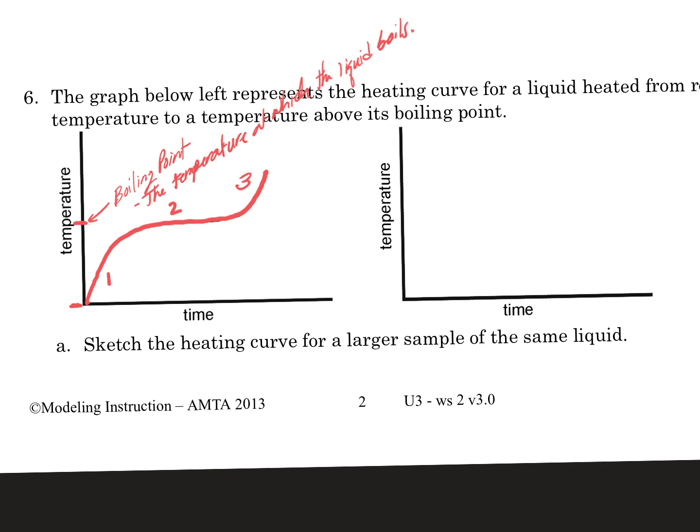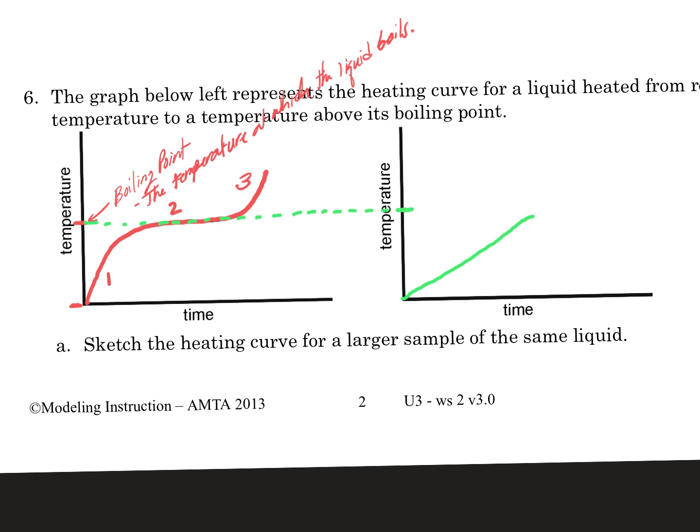So here, let's keep a couple of things consistent. We're going to say the boiling point is the same. So the boiling point is going to be the same all the way across there. The boiling point of this material is not going to change. But the rate that we heat it, if we have more stuff, it's going to take more time to heat it up to that boiling point, right? So this is going to take more time. I'm going to make that really super obvious. So we've got a larger sample, right? It's going to take more time.